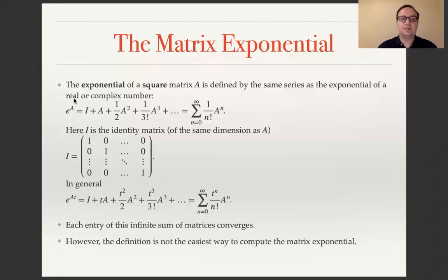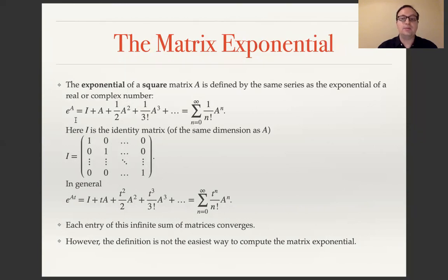So what is the matrix exponential that we want to use and compute? The exponential of a matrix A is by definition given by the same power series, so the same infinite sum that can be used to define the exponential of a real number or of a complex number. So it's equal to the identity matrix plus A plus 1/2 A squared plus 1 over 3 factorial A cubed plus 1 over 4 factorial A to the 4th, etc. So it is the sum for n going from 0 to infinity of 1 over n factorial times A to the n.